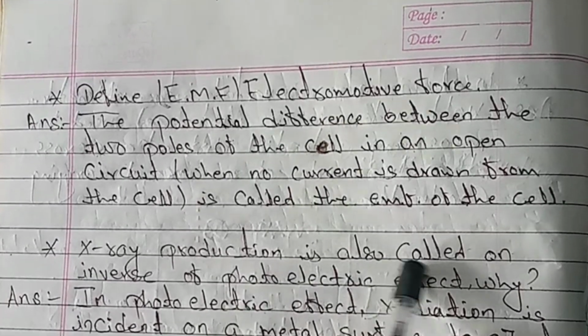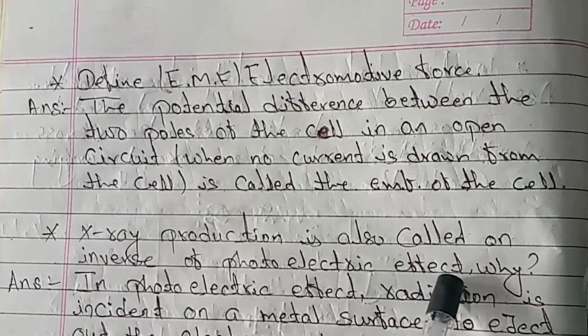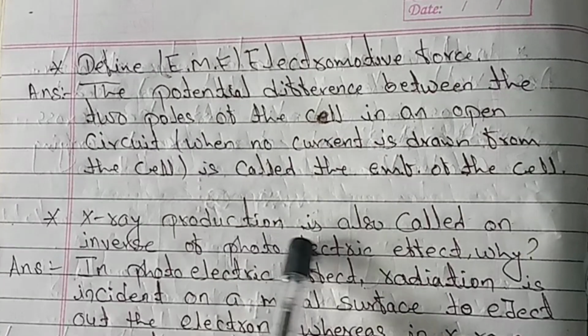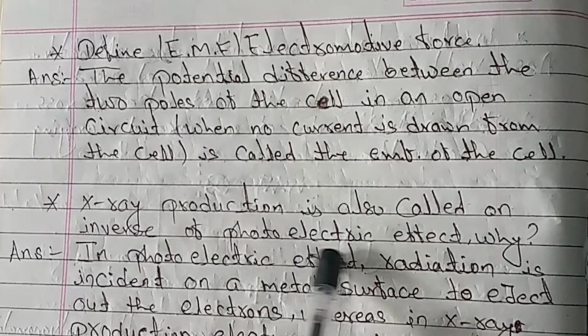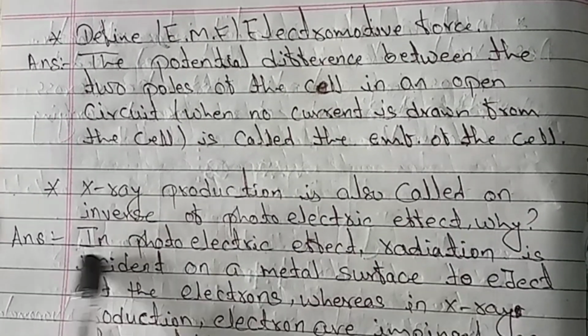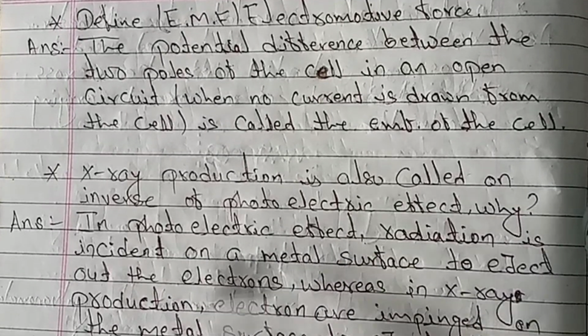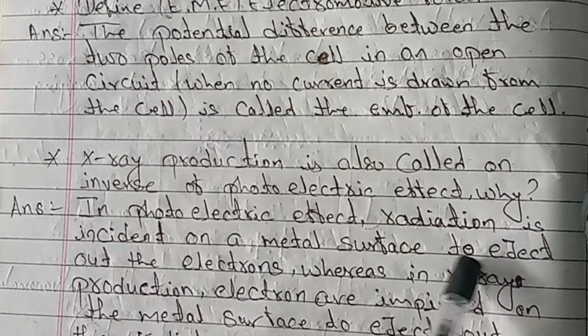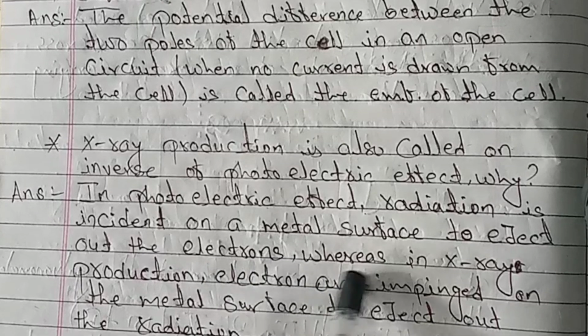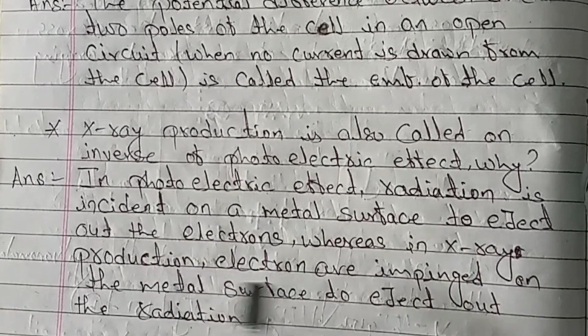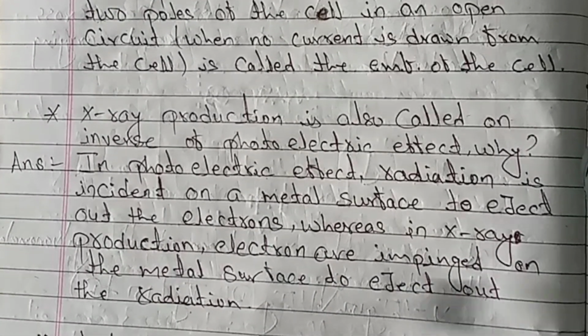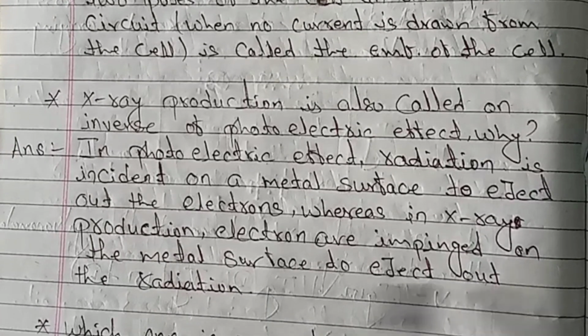X-ray production is also called the inverse of the photoelectric effect. Why? In the photoelectric effect, radiation is incident on a metal surface to eject out the electron, whereas in X-ray production, electrons are impinged on the metal surface to eject out the radiation.